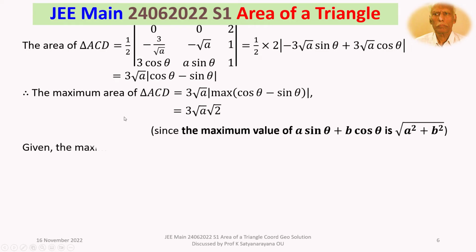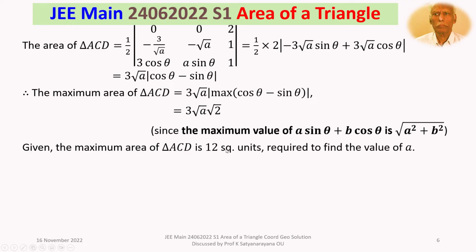Now it is given that the maximum area of the triangle ACD is 12 square units, and we have to find the value of a. So 3 root a root 2 is equal to 12. Cancelling throughout by 3, we get root of 2a is equal to 4. Squaring on both sides, we get 2a is equal to 16, and this implies a is equal to 8.